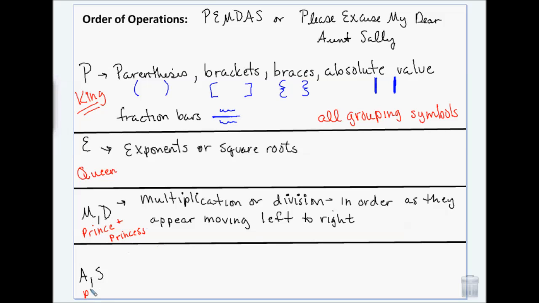And then you have addition and subtraction. Those are the peasants in our royal court of math. And peasants, of course, have all the same power, right? All the peasants have the same power. They're peasants. They've got no power. So addition and subtraction are like multiplication and division. They have the same power, so you do them in the order that you see them.